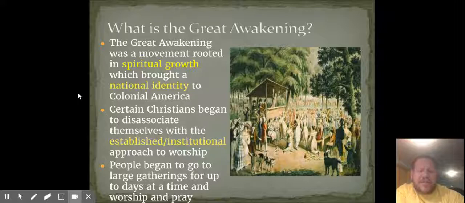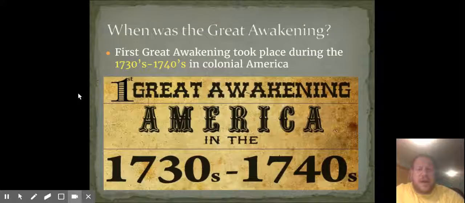There were only a few really established churches that existed in colonial America. You had the Puritans, you had the Anglican Church, obviously the official, quote unquote, church, and then you had a few other groups like the Quakers and other religious freedom groups. But what this Great Awakening was essentially was Christians going to these big revival meetings, these huge gatherings for days at a time to worship and pray, and it wasn't being part of the established church that already existed.